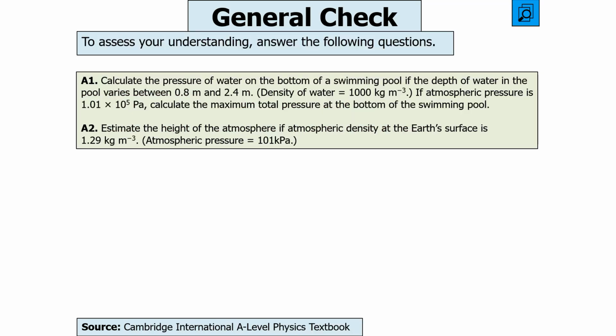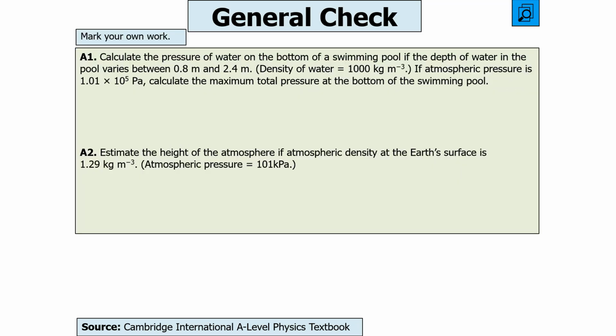The next question says, calculate the pressure of the water on the bottom of the swimming pool if the depth of the water in the pool varies between 0.8 meters and 2.4 meters. If the atmospheric pressure is 1.01 times 10 to the 5 pascals, calculate the maximum total pressure at the bottom of the swimming pool. Then estimate the height of the atmosphere if the atmospheric density at the Earth's surface is 1.29 kilograms per meter cubed. So pause the video now, then unpause the video when you want to go through your answer.